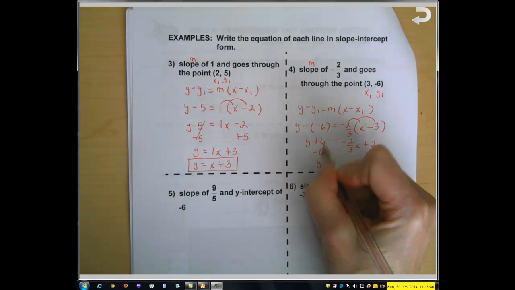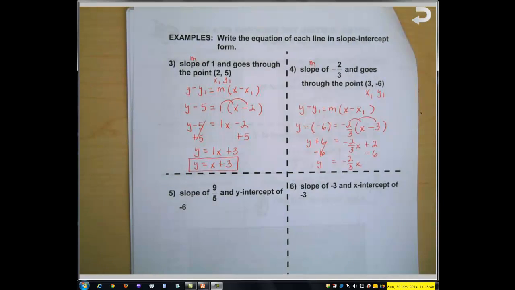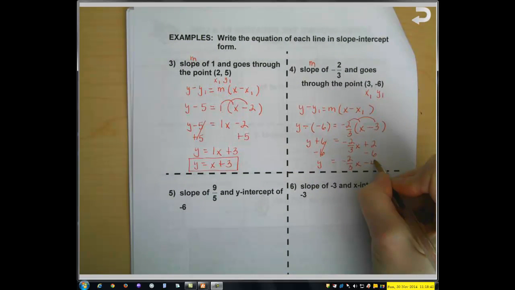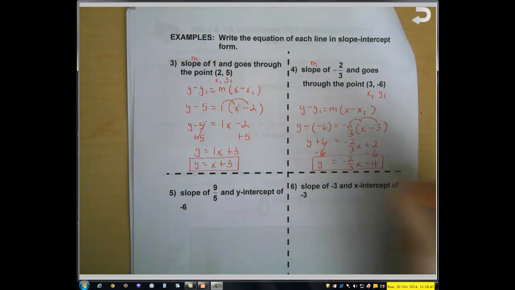So that will give us y equals -2/3 x minus 4. So now our equation is in slope-intercept form.